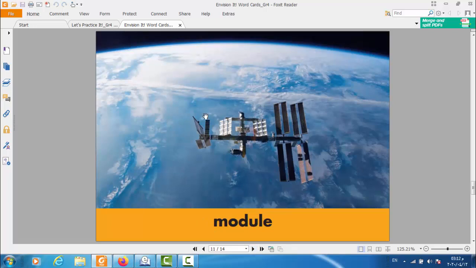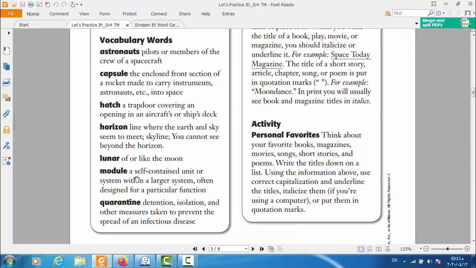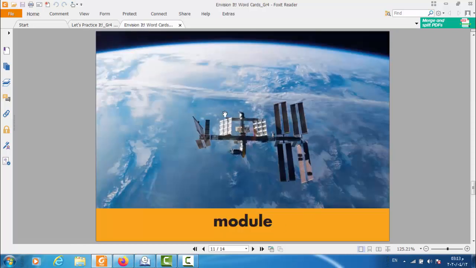I told you that all the words today are related to the lesson of far side of the moon, or related to space. This is the module, guys. It's a unit, as they told you here, a self-contained unit or system within a larger system. So it's like a system in space, something related to the spaceship. Okay, guys, this is the module.